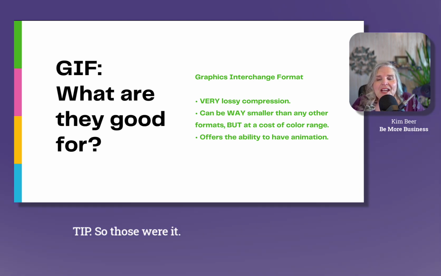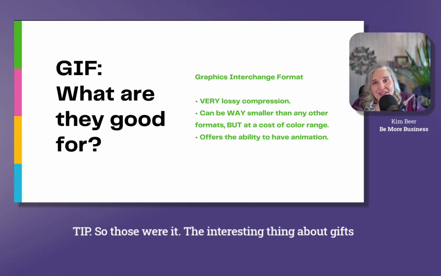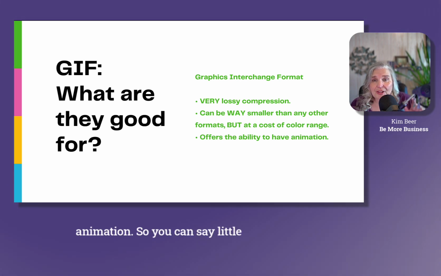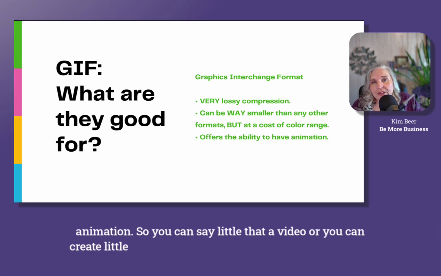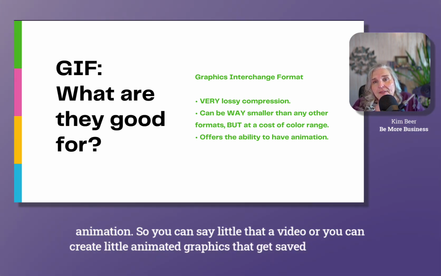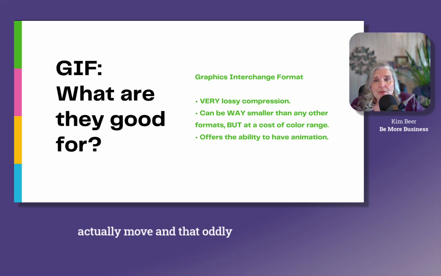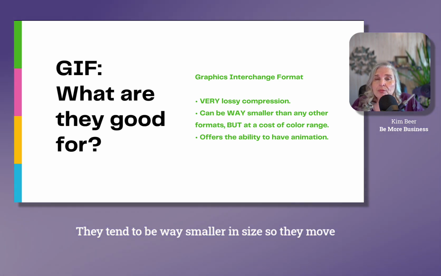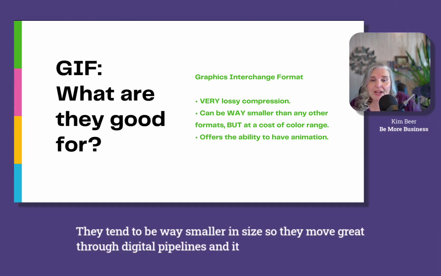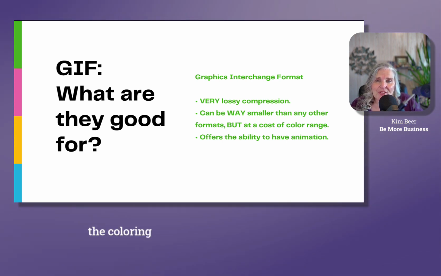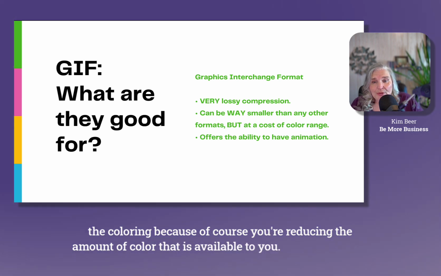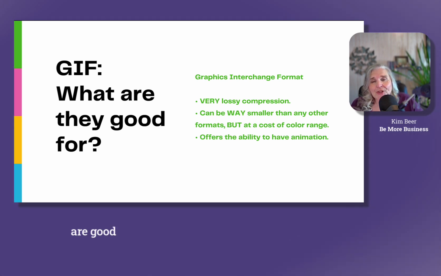So I remember years ago, your choices were GIF or JPEG or TIFF. So those were it. The interesting thing about GIFs is that they do offer you the ability to have little animations. So you can save little clips of video, or you can create little animated graphics that get saved in a file and actually move. And oddly enough, they're very displayable on any device. They tend to be way smaller in size, so they move great through digital pipelines. But this is at the cost of the color range because, of course, you're reducing the amount of color that is available to you.